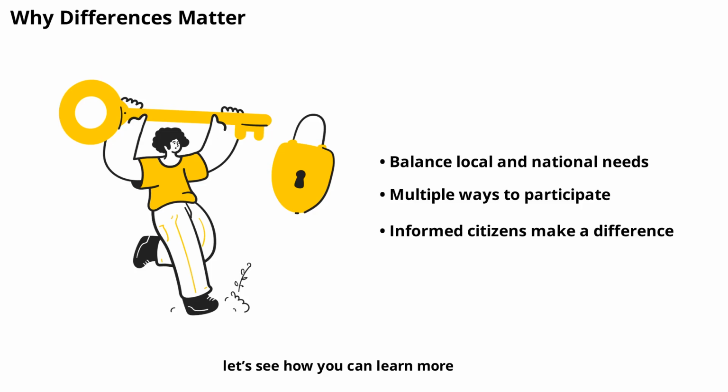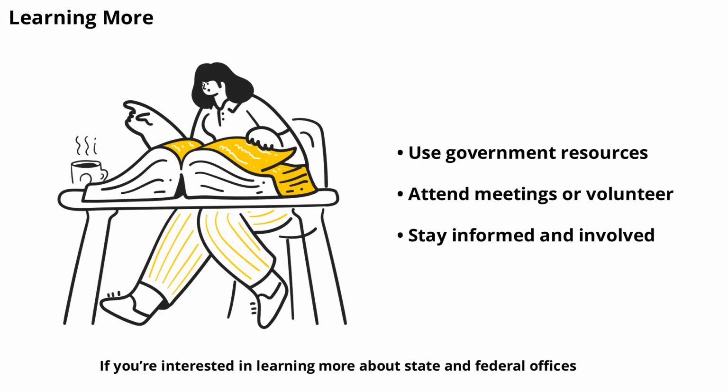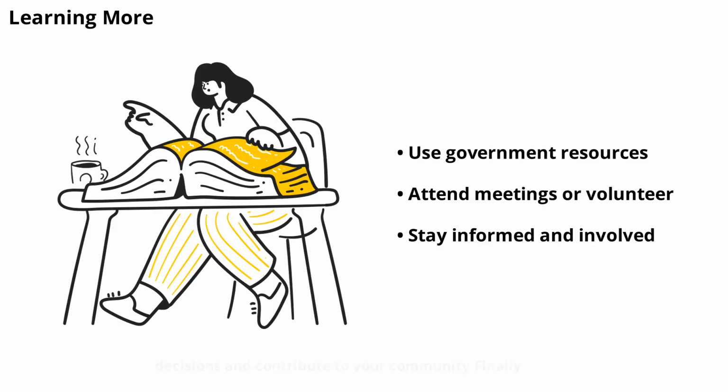Next, let's see how you can learn more. If you're interested in learning more about state and federal offices, there are many resources available. Government websites, libraries, and educational organizations offer information on how each office works. Attending public meetings or volunteering can also provide firsthand experience. Staying informed helps you make better decisions and contribute to your community.